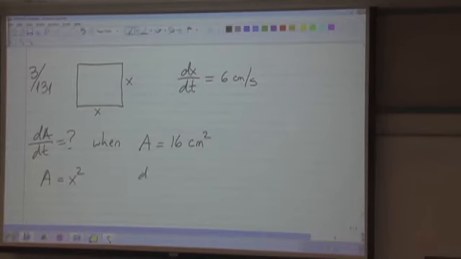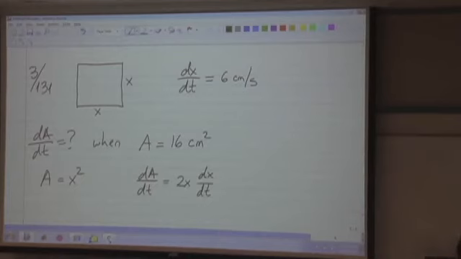So, dA over dt is equal to 2x dx over dt. Right? Okay. What is the next step?